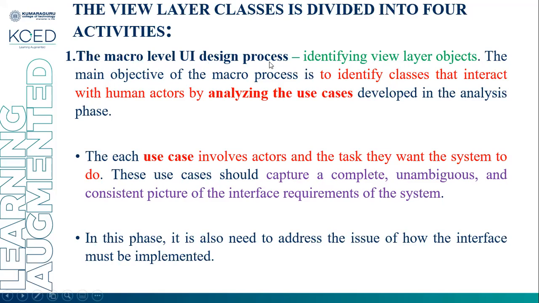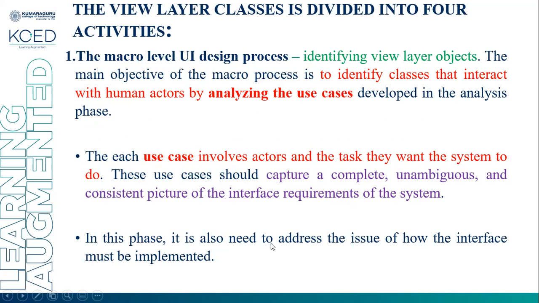The main objective of the macro process is to identify the classes that interact with the human actor by analyzing the use cases developed in the analysis phase. Each use case involves actors and the task they want the system to do. These use cases should capture a complete, unambiguous, error-free, and consistent picture of the interface requirements of the system.